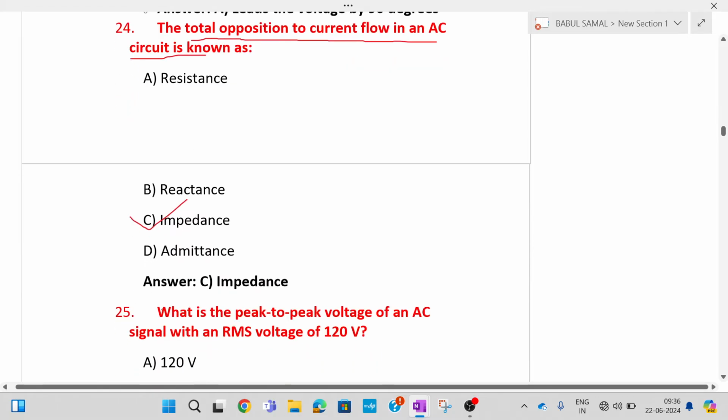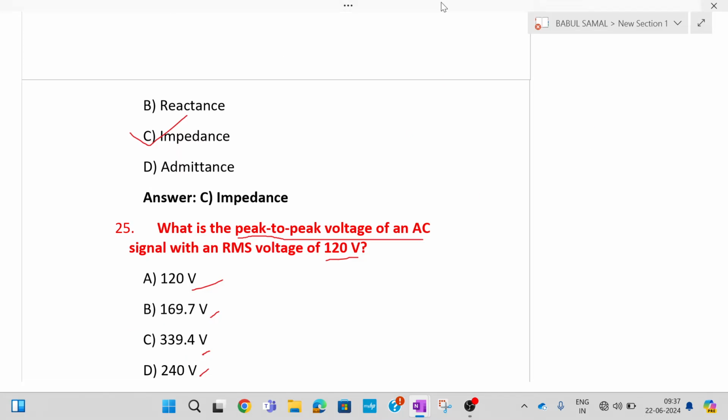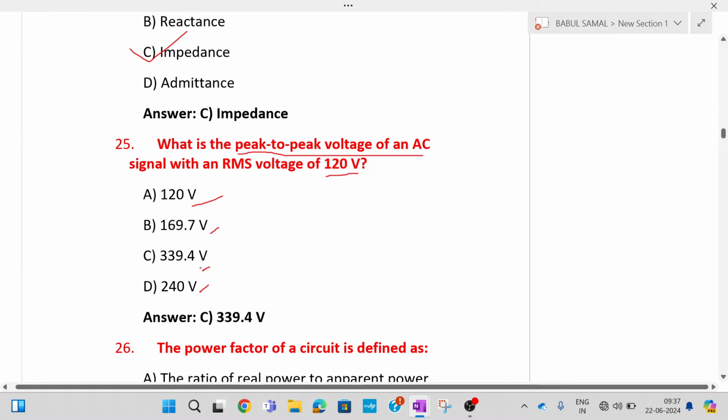Next question. What is the peak to peak voltage of an AC signal with an RMS voltage of 120? Here the RMS voltage is given as 120 volts, and you have to find the peak to peak voltage. Options are 120 volts, 169.7, 339.4, 220. So the peak to peak value will be 339.4, which is option C.